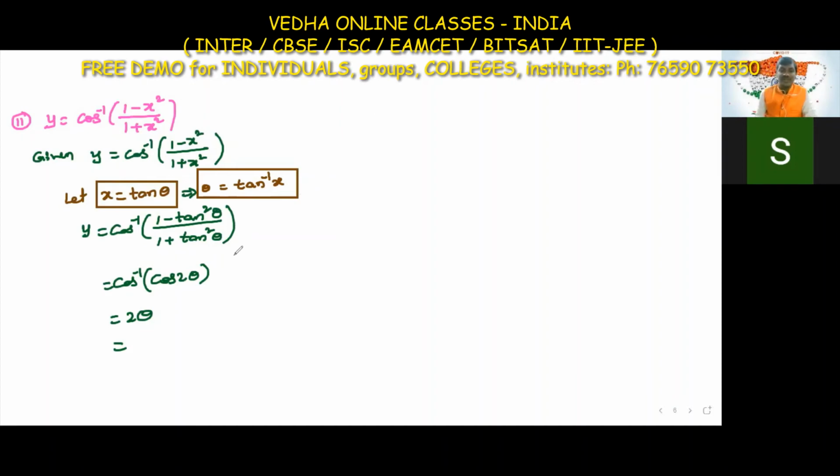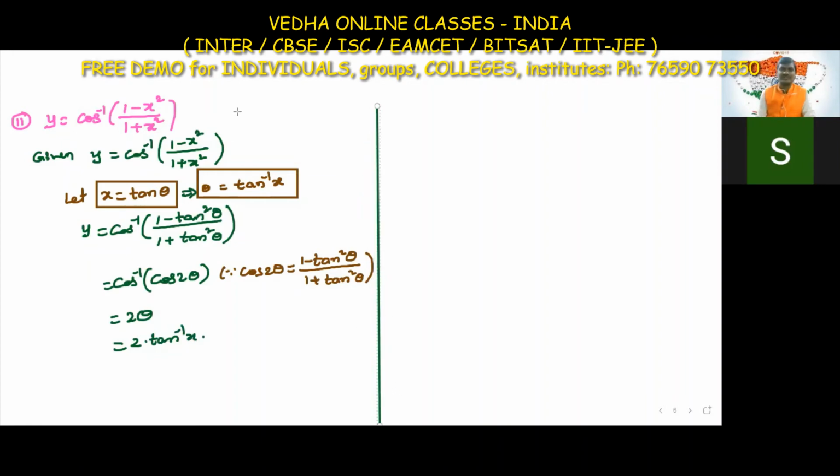Understood? Here we are applying the cos 2 theta formula. One of the cos 2 theta formulas is 1 minus tan square theta divided by 1 plus tan square theta. This is a trigonometry formula. So we get 2 into theta, and theta is equal to tan inverse x. Till here we did only simplification. Now we are going to differentiate.